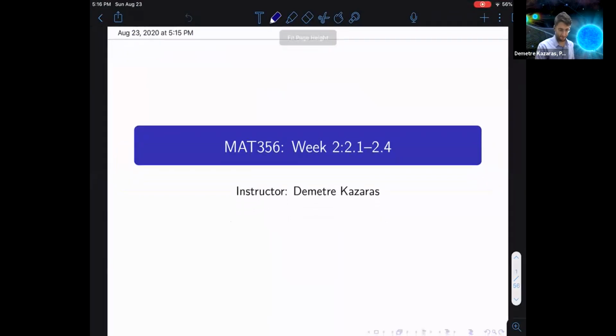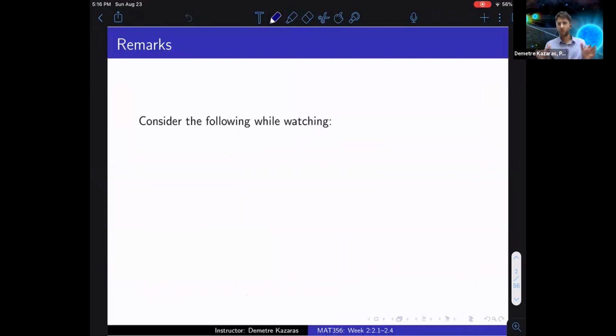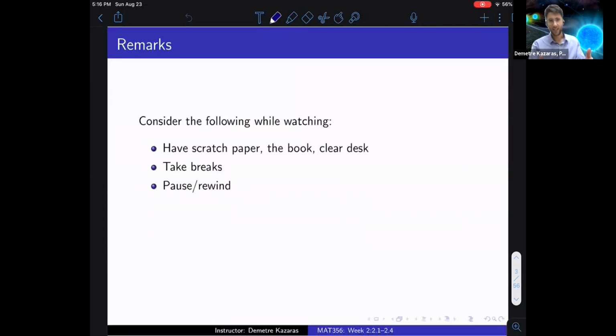However, let me first make some notes about this overall format. While you watch these pre-recorded lectures, I have a few notes for you that might make this whole experience a little bit better. There are some advantages to this format. Here's what I suggest: here's how it would be best to take advantage of these.